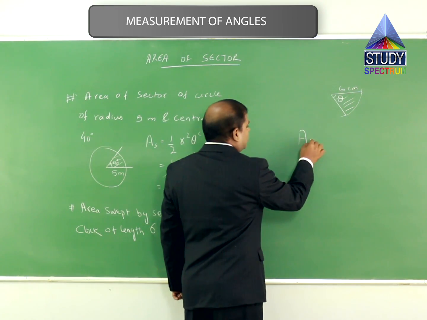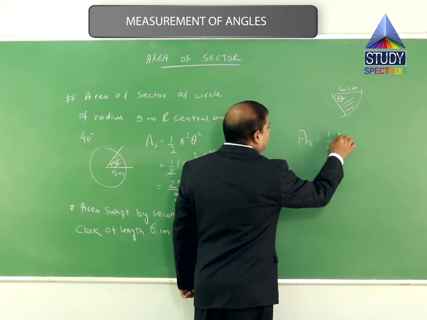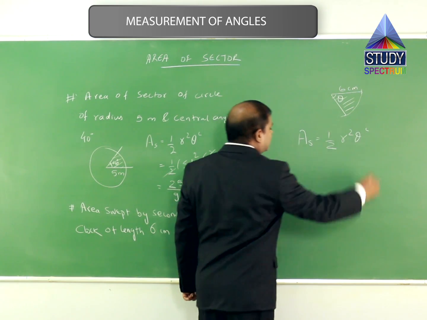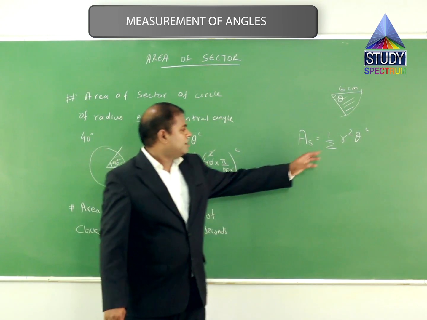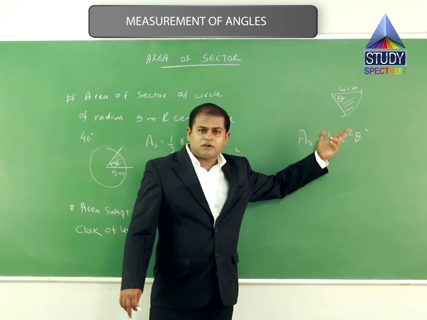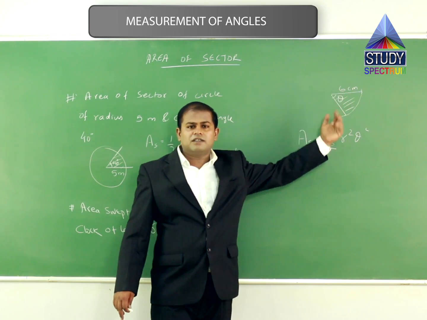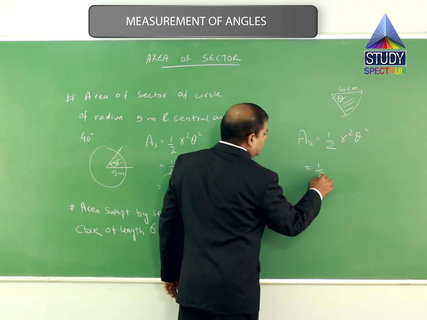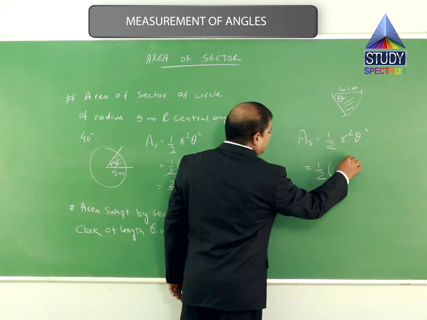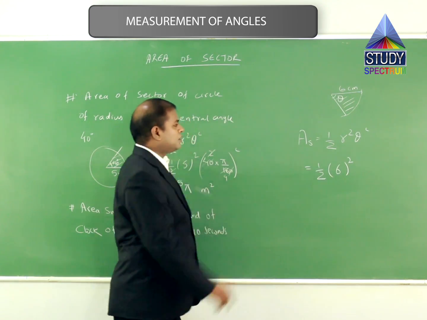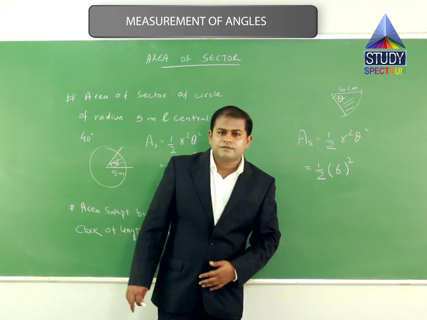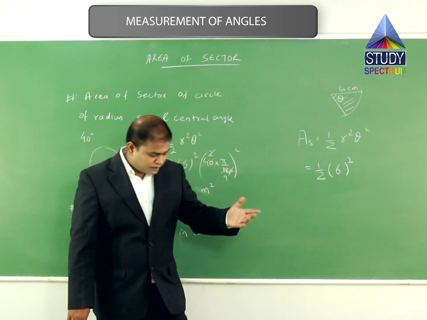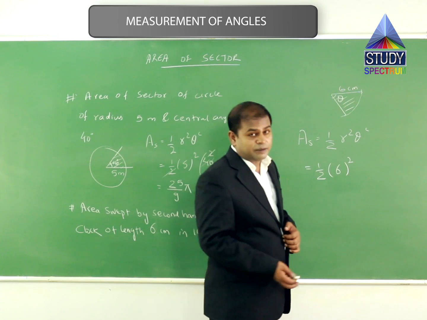Area of sector is what? Half r square theta in radians. The radius here is the length of the second hand of a clock, which is mentioned, that is 6 centimeter. So radius is known. Half r square, r is 6 square. Now the big question is, what is theta? What is theta in radians? So first of all, I don't know the degree measure of it.